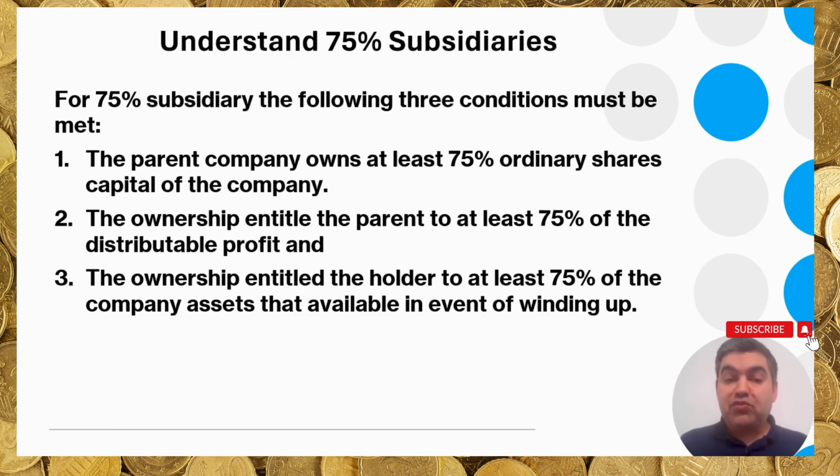So from a practical point of view, for a 75% subsidiary, the following three conditions must be met. The parent company owns at least 75% of the ordinary share capital of the company. Second, the ownership entitles the parent to at least 75% of distributable profit, that means the dividend. And third, the ownership entitles the holder to at least 75% of the company assets that are available in the event of winding up. For example, if the business is winding up, this entitles the holder to receive at least 75% of the company assets. So that makes it a 75% group company.